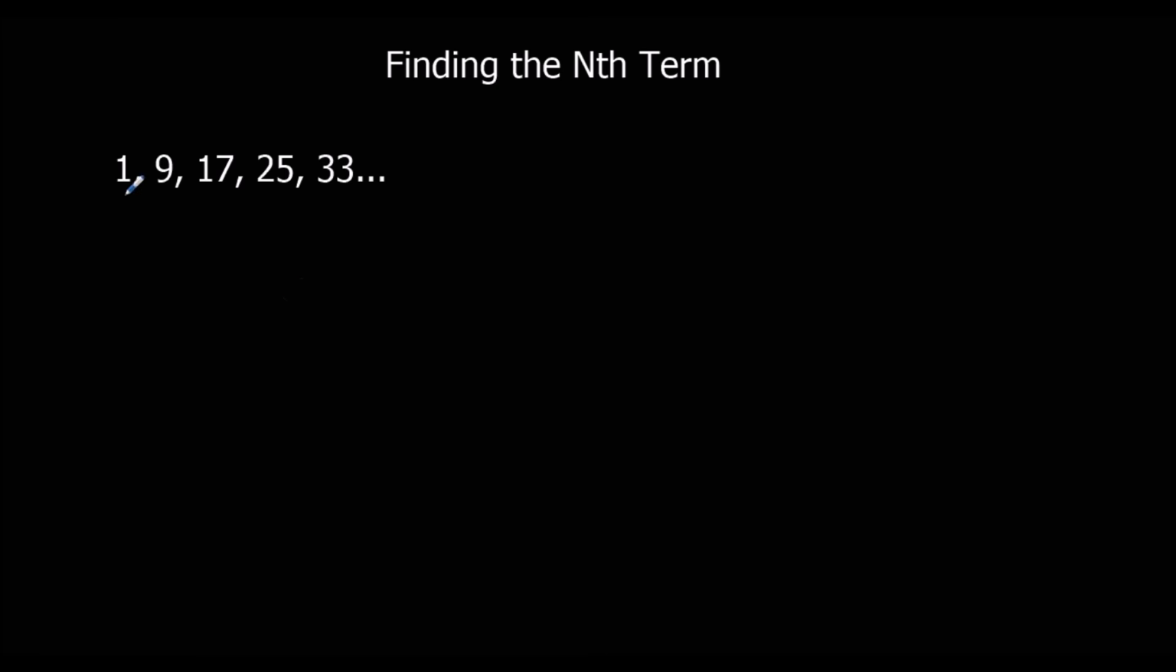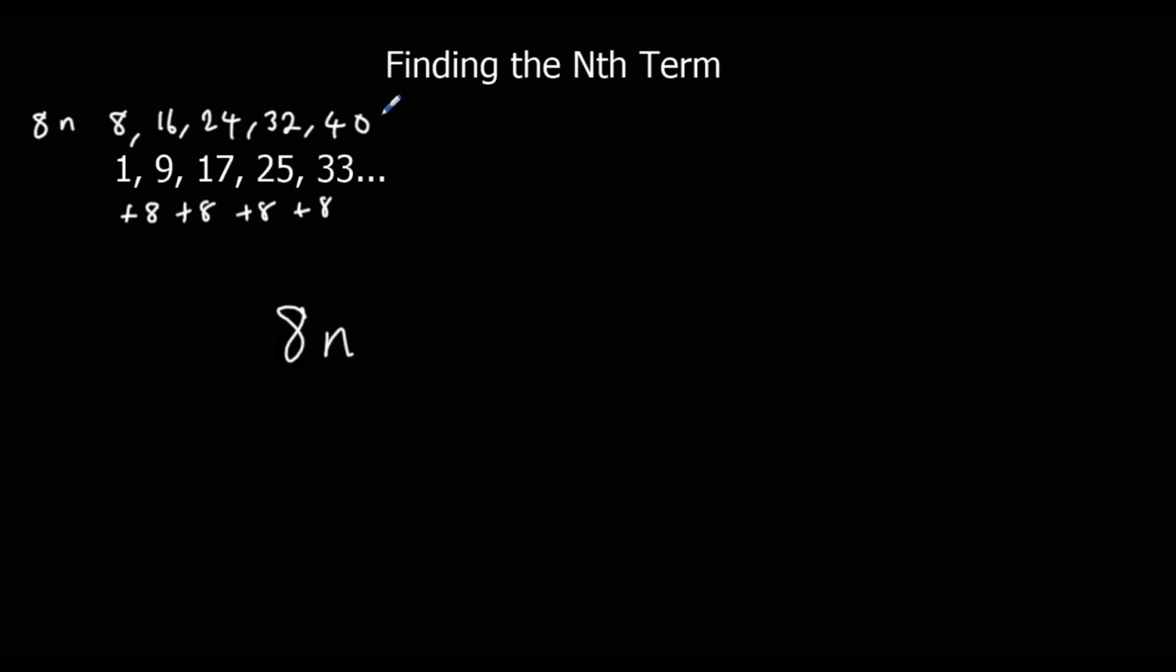Okay, so here we've got 1, 9, 17, 25, 33. We're going to look at what's going on, what have we got to do every time. So it's +8 every time. So what goes up in 8s? It's the 8 times table, it's 8n. So 8n is the 8 times table, so 8, 16, 24, 32 and 40.